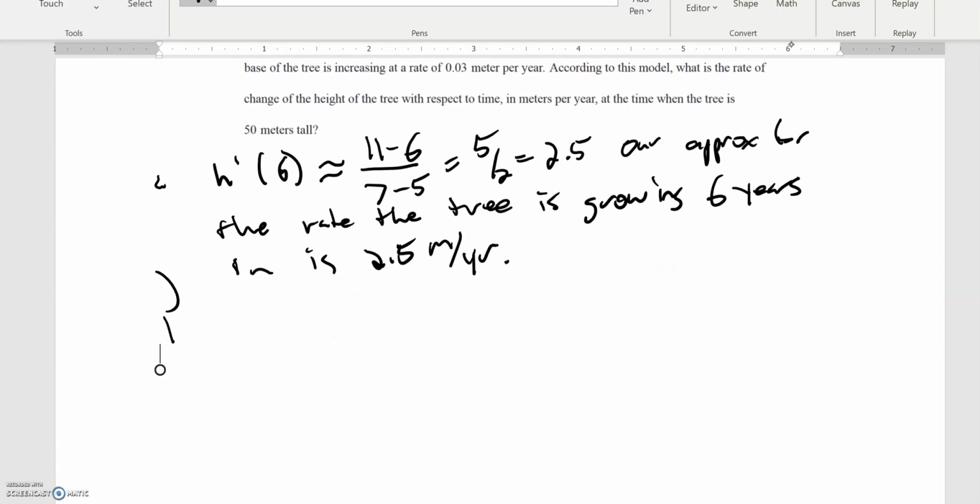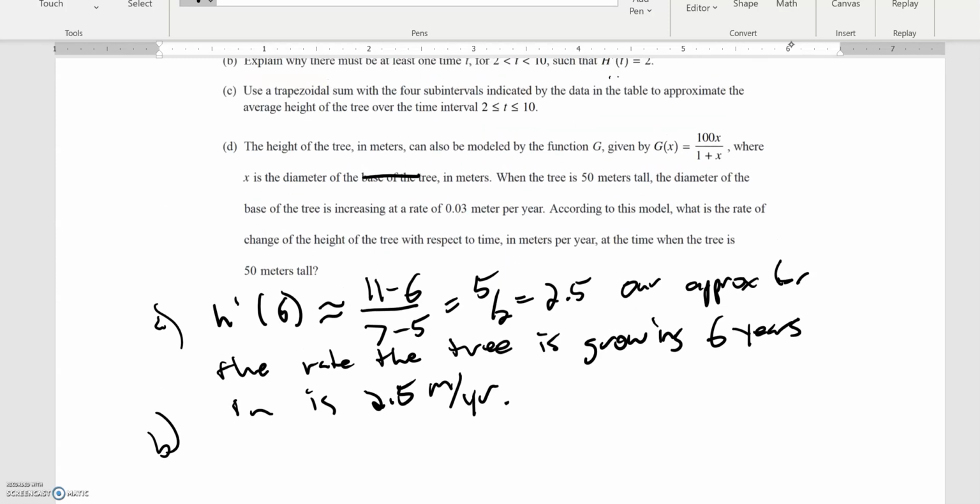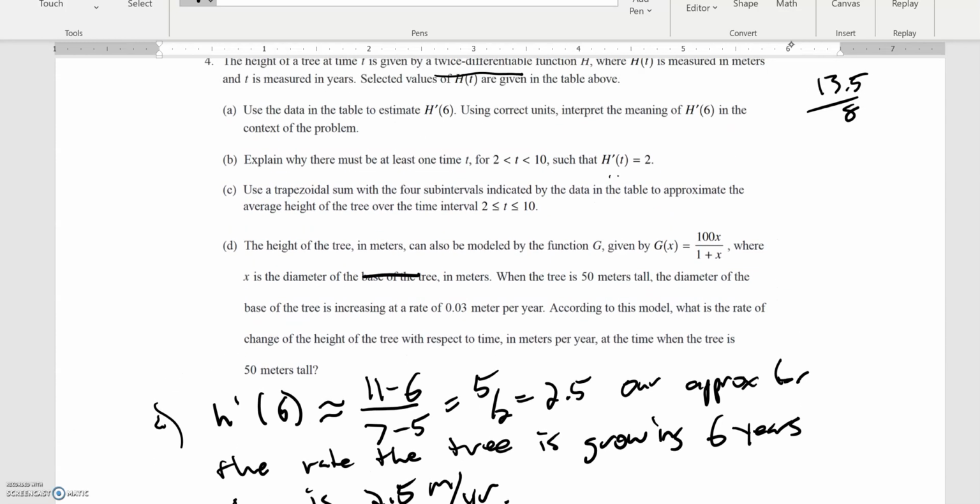So for B, okay. For B, the slope, or, well, let me see. I just want to write things correctly here.